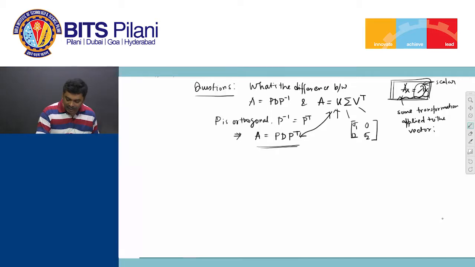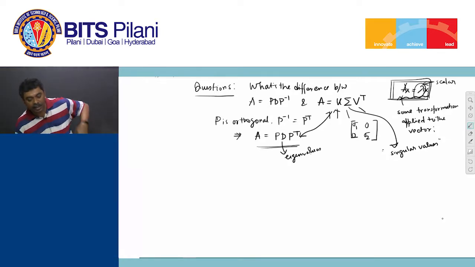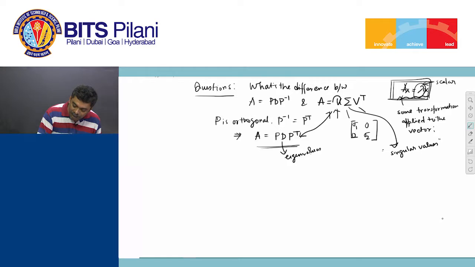And so this guy D has eigenvalues and this guy sigma has singular values. In fact, as I mentioned earlier, you are expected to get a band of singular values sorted in descending order. Now, the question is, what are these guys? How do I know what these guys are? How do I use these guys?